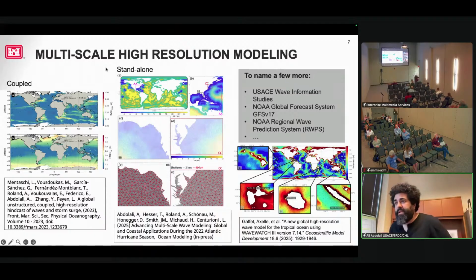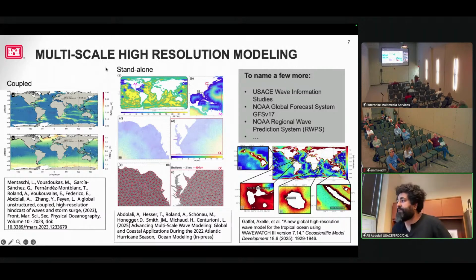We did the coupling with SCHISM. I think you have seen a lot of talks about those. We ran the model on a standalone global scale, multi-scale, from very coarse resolution to high resolution in the coastal areas. And then we also designed tools that can generate unstructured meshes on the fly for spectral wave models. And then we tested that for swell, for infragravity waves, for wind waves, etc.